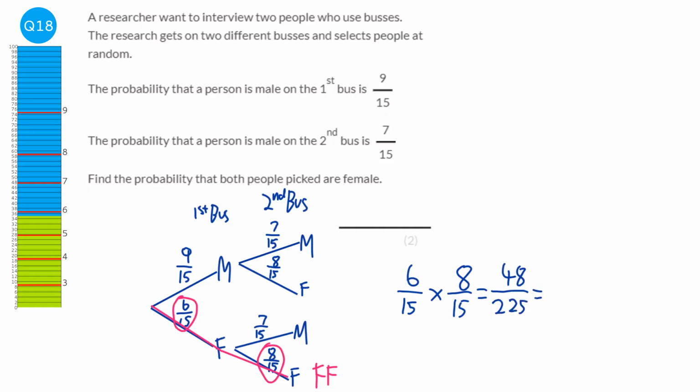Now you can actually cancel that down. You can divide top and bottom by 4. Is it 4? No, you can divide top and bottom by 3, and that would be 16 over 75. So either 48 over 225 or 16 over 75.